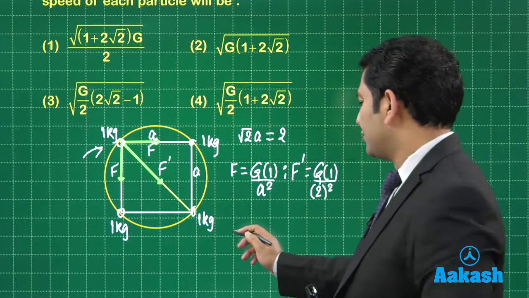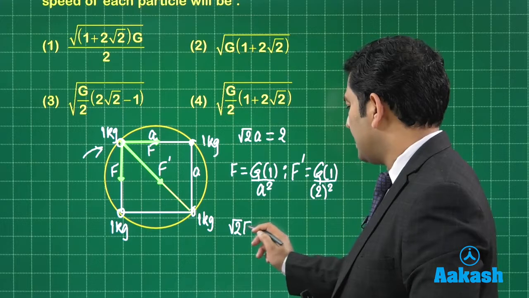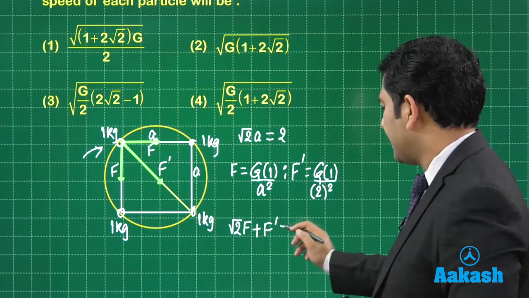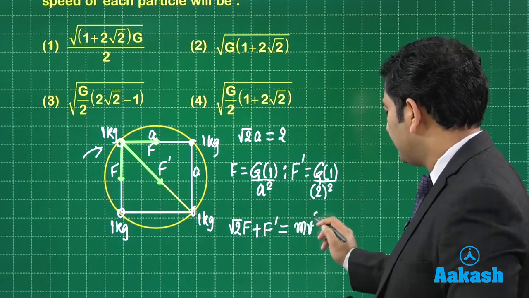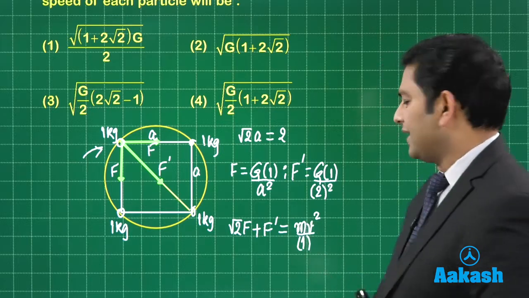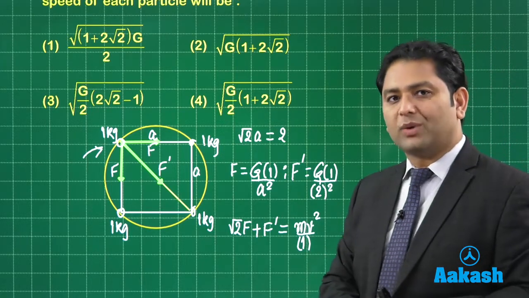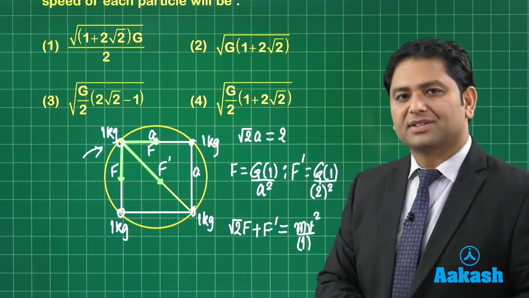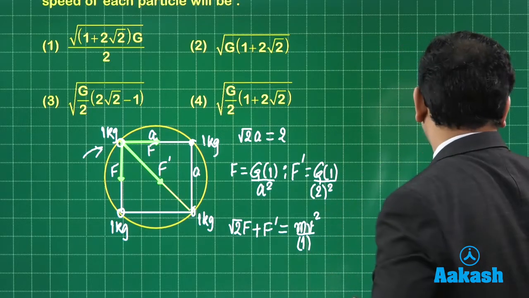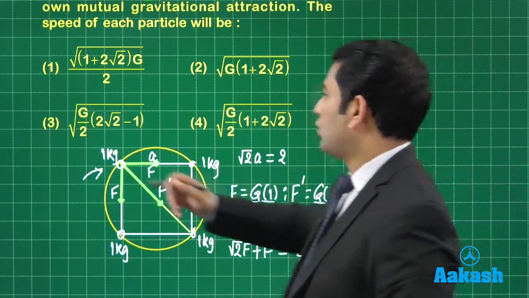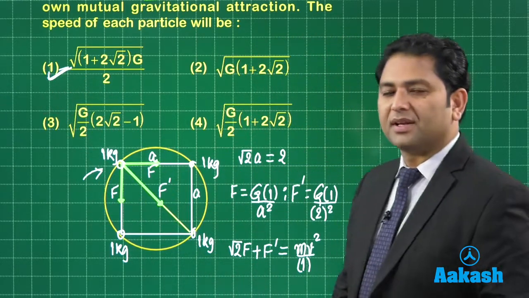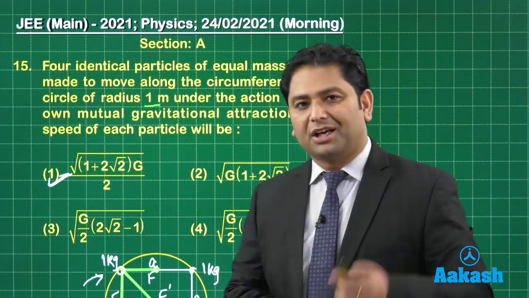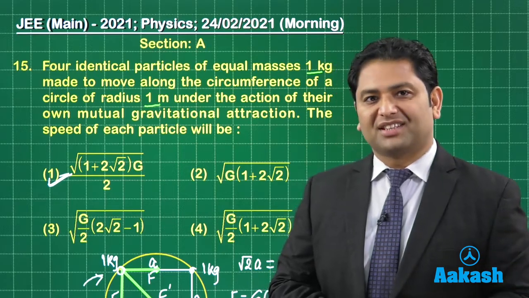How much is the resultant force? The resultant force is root 2 F plus F dash. Root 2 F will come here plus F dash, and that is equal to mv square by r. Now the value of m, you need to substitute as 1 kg. You get that point? We calculated the net force and we equated it to mv square by r. And guys, when you do that, you would get option number 1 as the correct one. All right, so that was a bit of calculation involved. Question number 15. Now it's time we move to the 16th question.